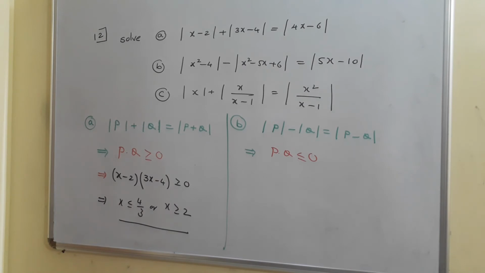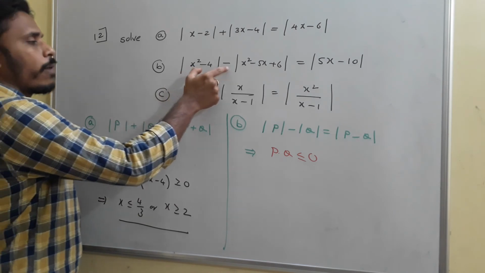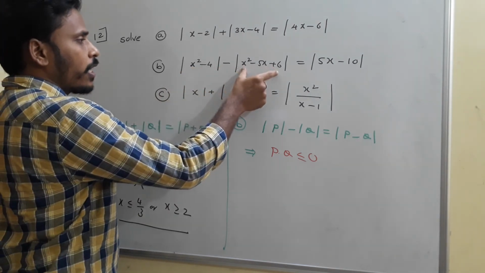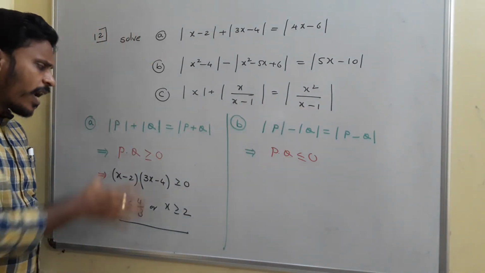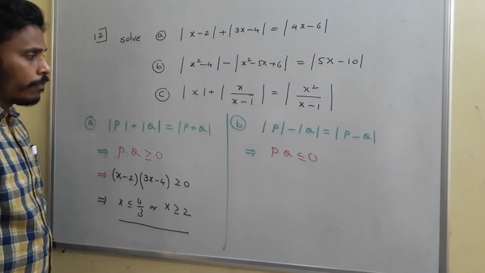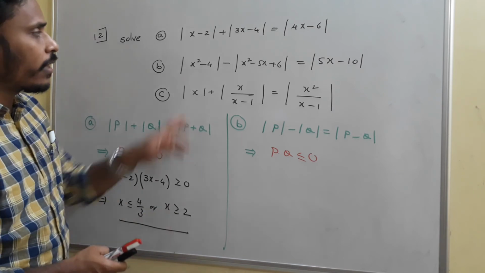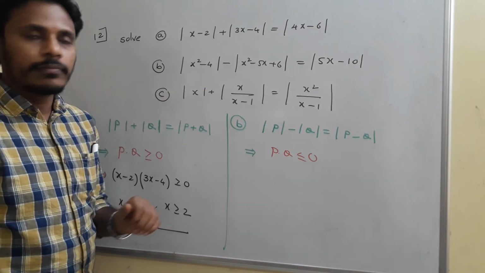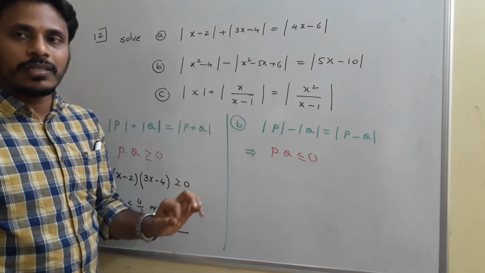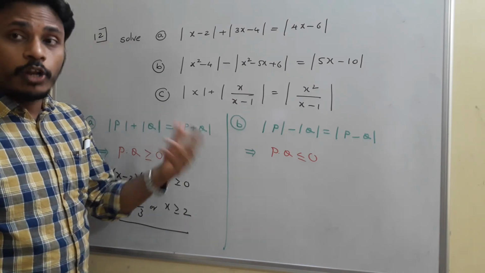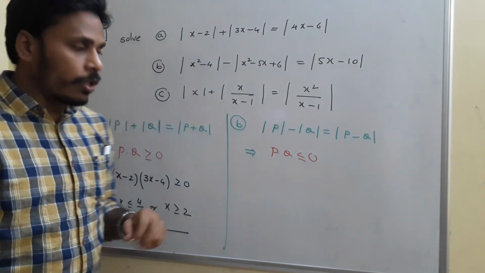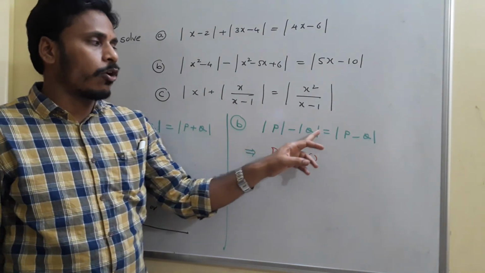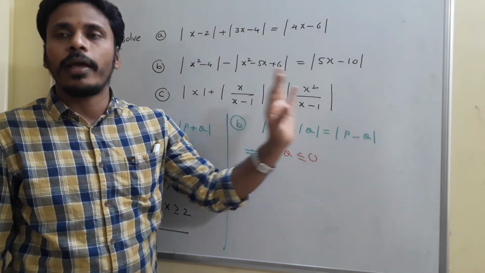Now just think about the second bit, B. The second bit is |x² − 4| − |x² − 5x + 6| = |5x − 10|. Again, as we discussed in the first problem, A bit, you take this x² − 4 as p and this x² − 5x + 6 as some q. Then you calculate p − q, and it is clearly 5x − 10. So the problem is just |p| − |q| = |p − q|.